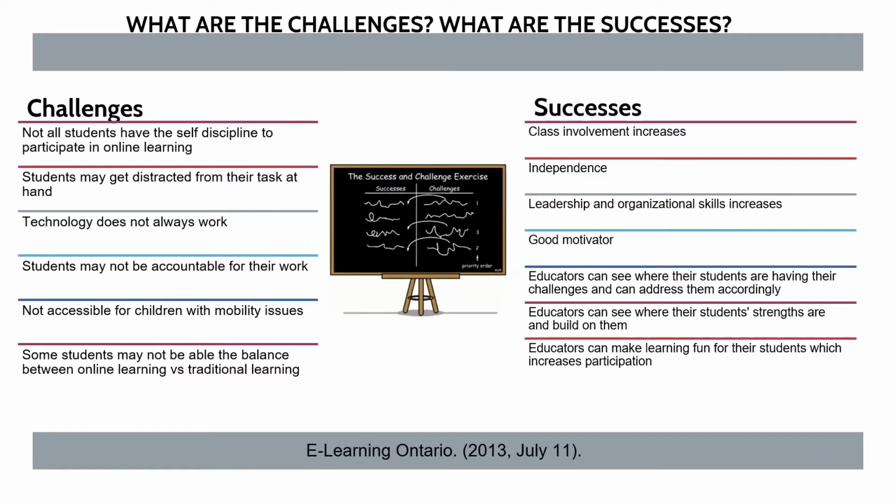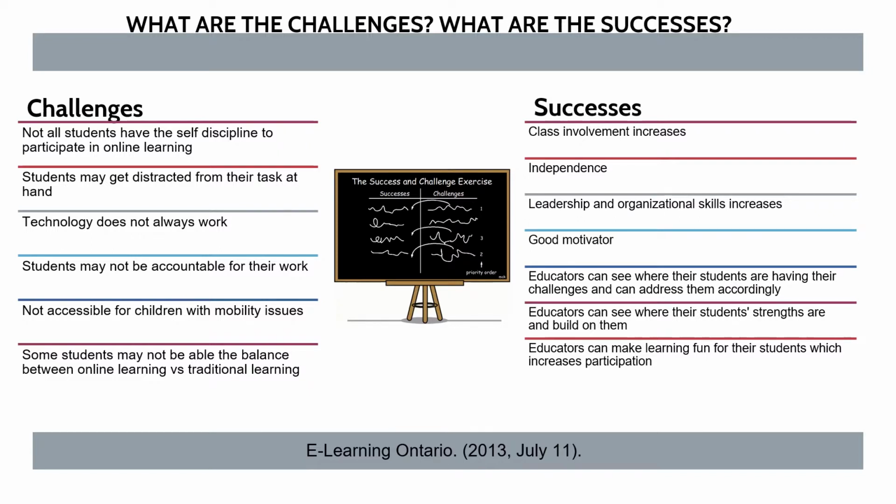What are the challenges and what are the successes? Some challenges include not all students have the self-discipline to participate in online learning. Students may get distracted from the task at hand. Technology does not always work. Students may not be accountable for their work. It may not be accessible for children with mobility issues as well as some physical disabilities. Some students may not be able to balance online learning versus traditional learning. Some learners may lack self-motivation, and the cost to repair devices can be quite expensive.